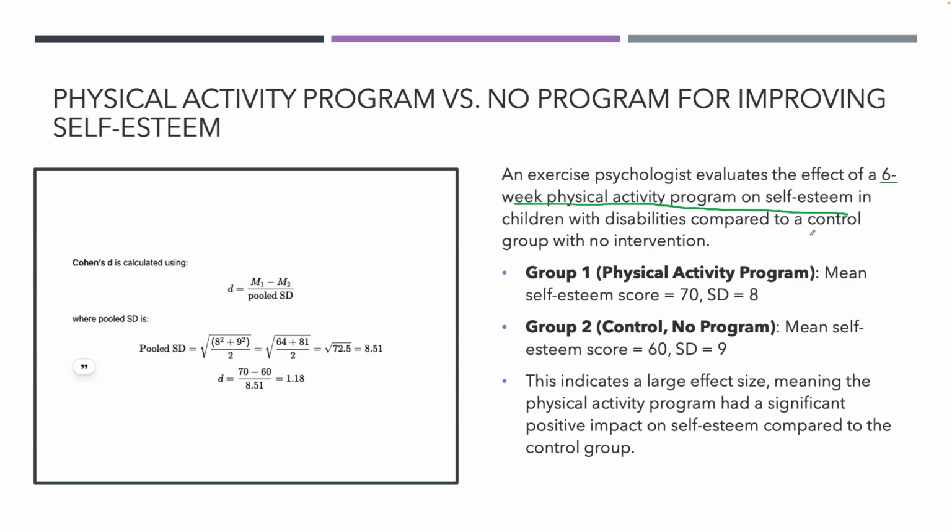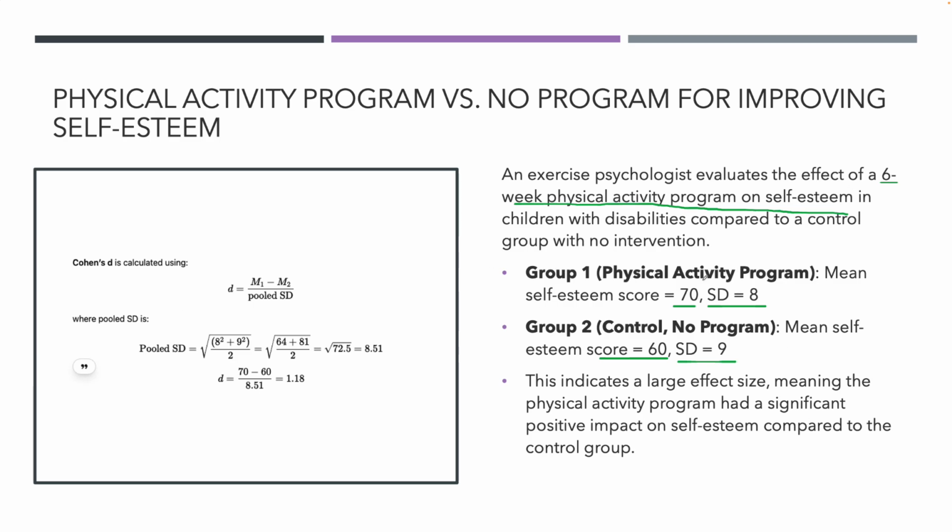Compared to a control group with no intervention? Well, the same thing. We collect that data. We find that the physical activity program had a mean score of 70. That's pretty high, with a standard deviation of 8. And group 2, who had no program, had a lower self-esteem score. So theirs dropped and their standard deviation is greater.